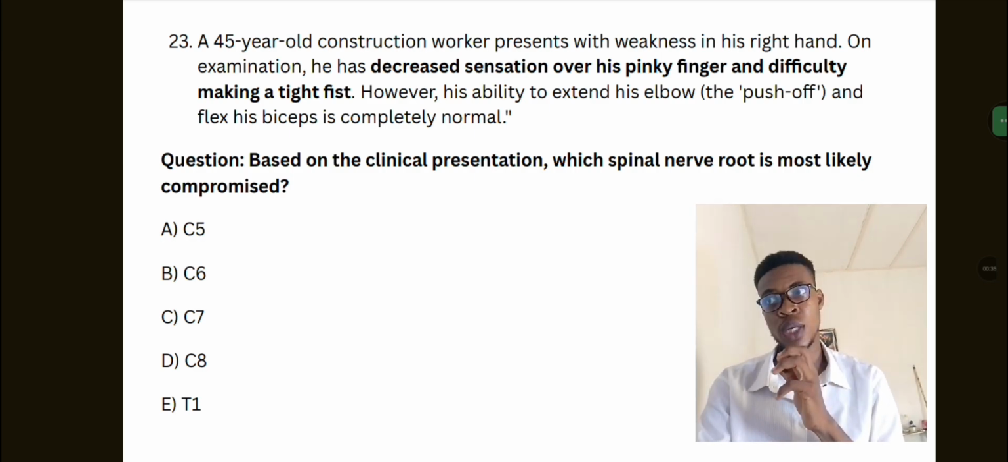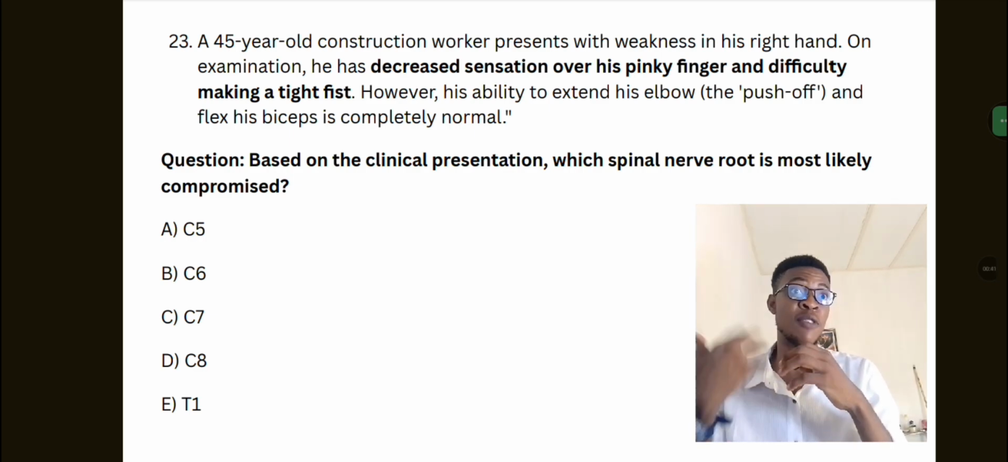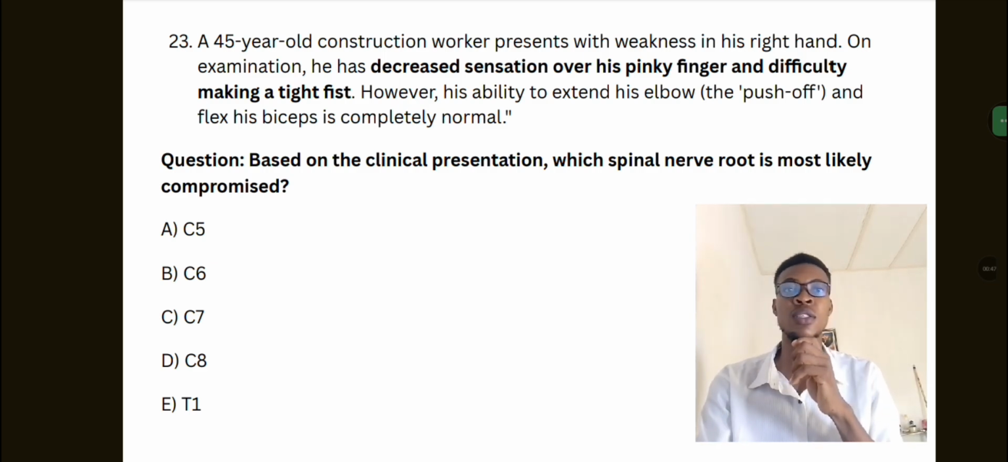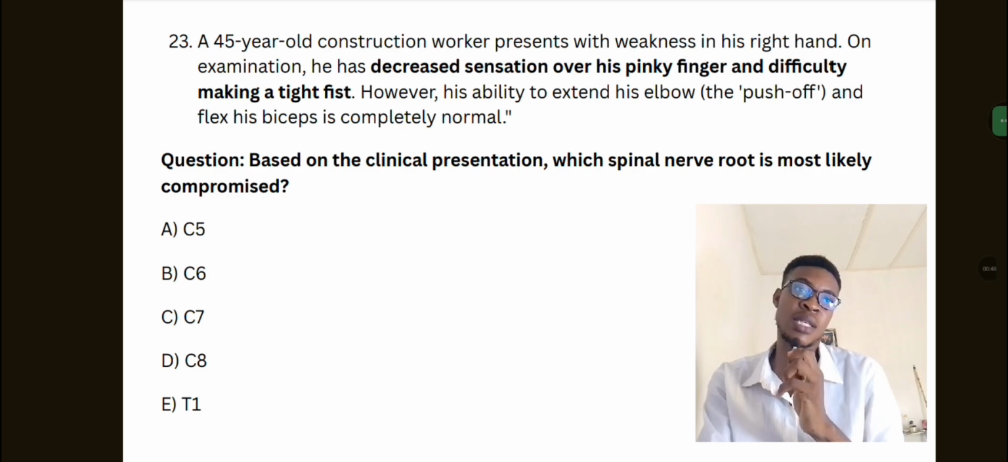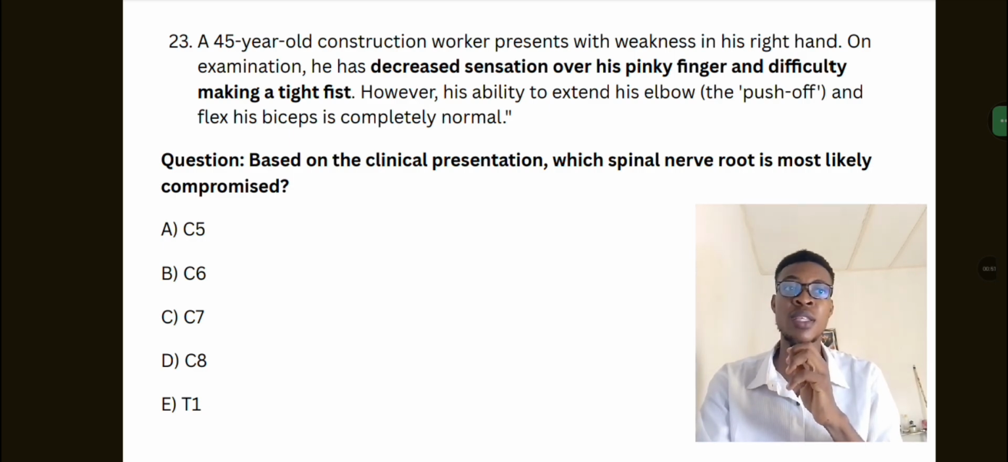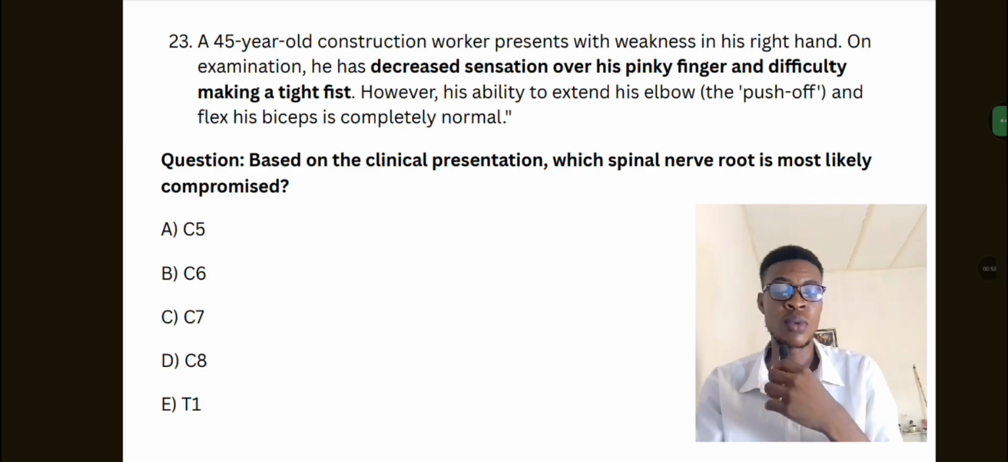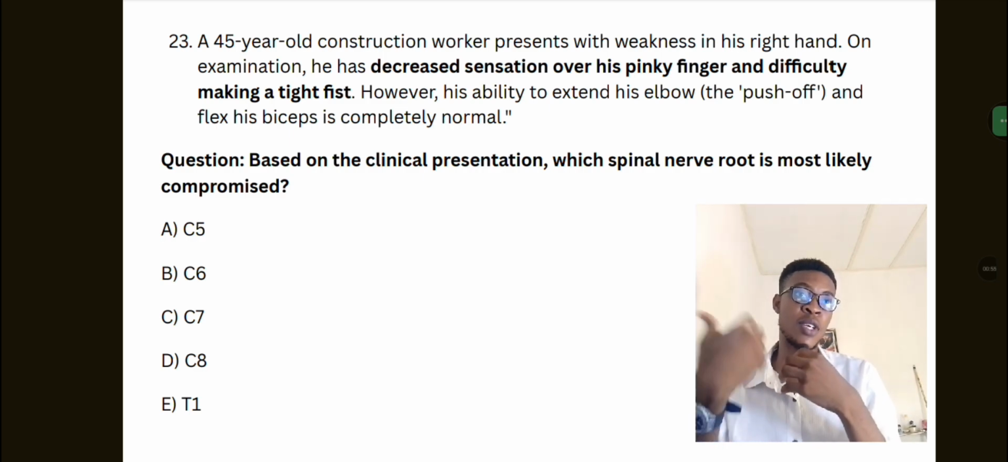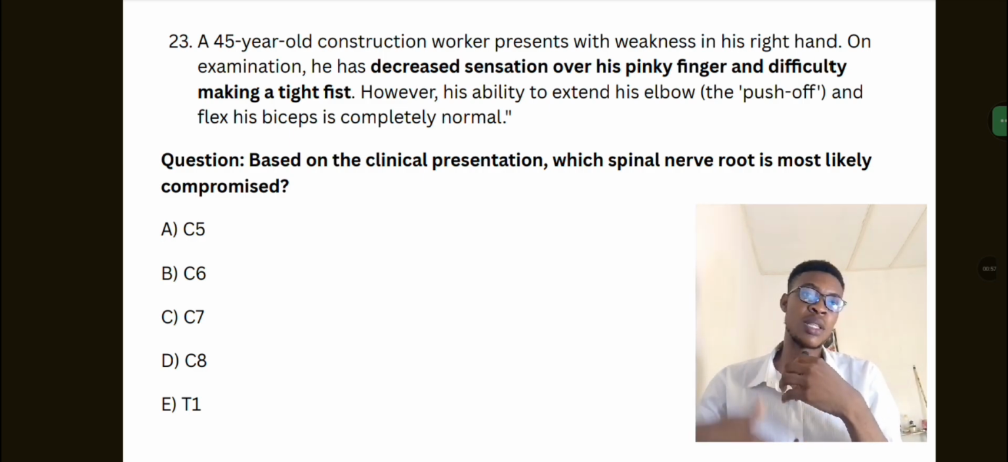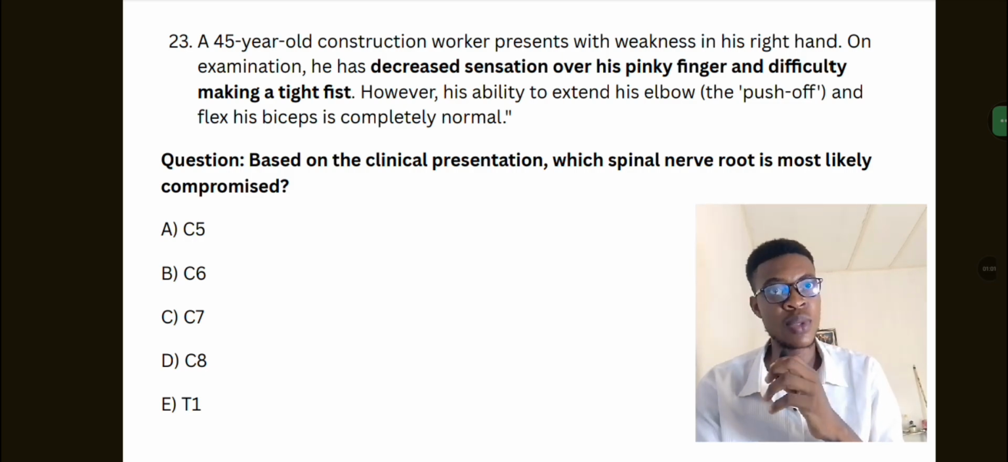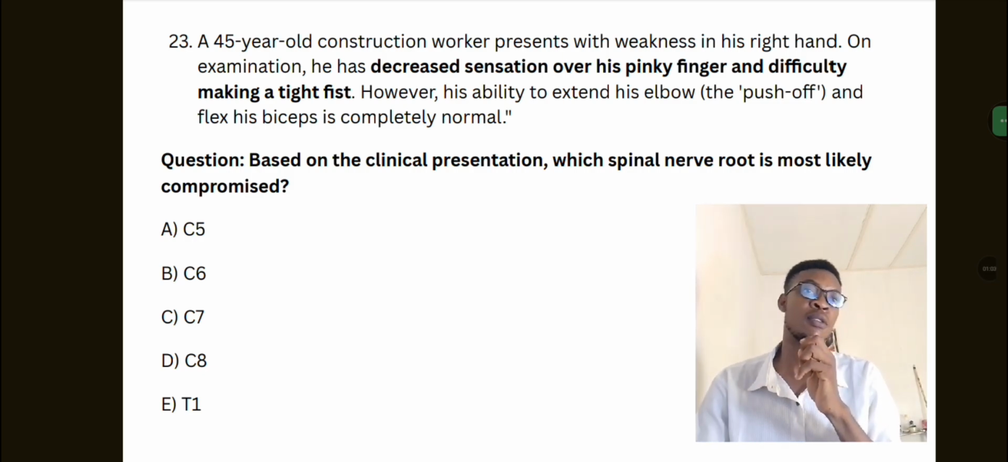So a myotome is a group of muscles that is supplied by a single spinal nerve root, and that is ventral, right? The ventral root of the spinal nerve. And then the dermatome is the area of the skin supplied by a single spinal nerve root, and that is dorsal, right? So a spinal nerve root can have ventral and can have dorsal. When it is ventral, it is motor. When it is dorsal, it is what? Sensory. Now, this question says that there is decreased sensation over his pinky finger.